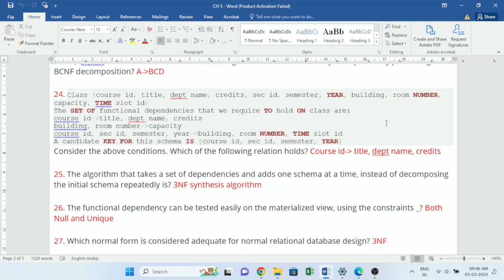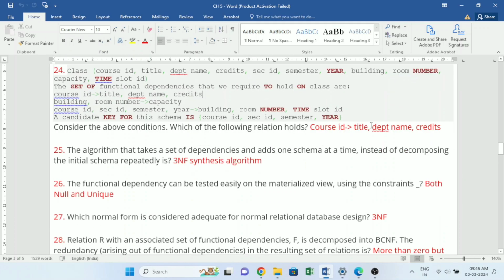The set of functional dependencies that we require to hold on class are: course ID→title, department name, credits; building, room number→capacity; course ID, SEC ID, semester, year→building, room number, time slot ID. A candidate key for the schema is course ID, SEC ID, semester, year. Consider the above conditions. Which of the following relation holds? Course ID→title, department name, credits.